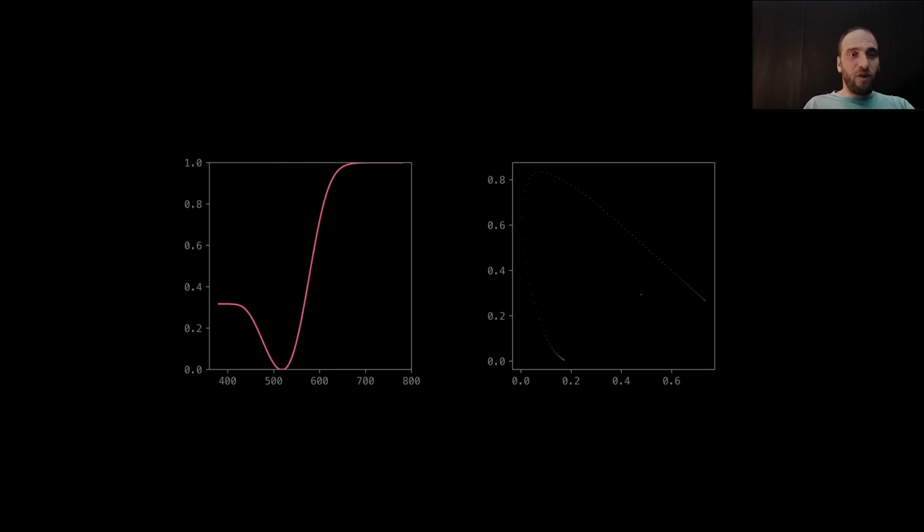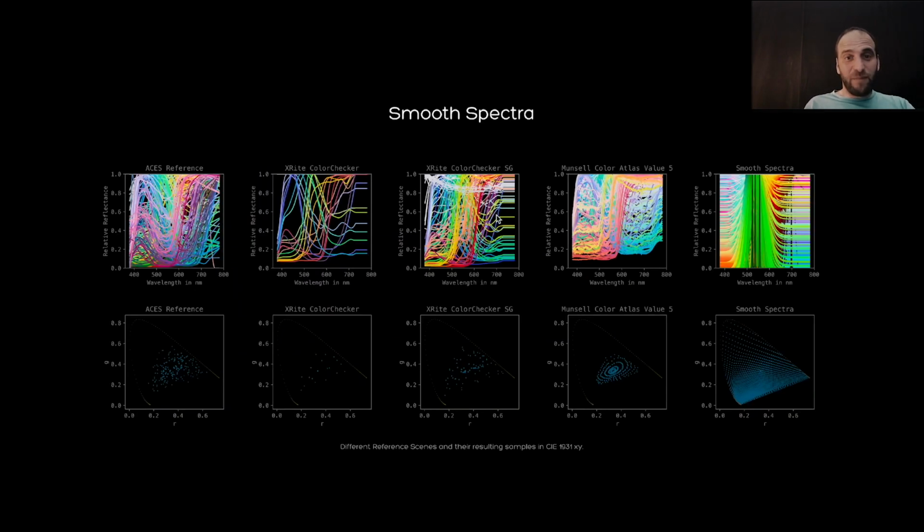Now we repeat all of those steps for any chromaticity within the spectral locus to generate the complete set. Here we show the 4 standard data sets used in the industry and the smooth spectra in comparison. And we can see that it satisfies all of the requirements we made earlier, obviously.